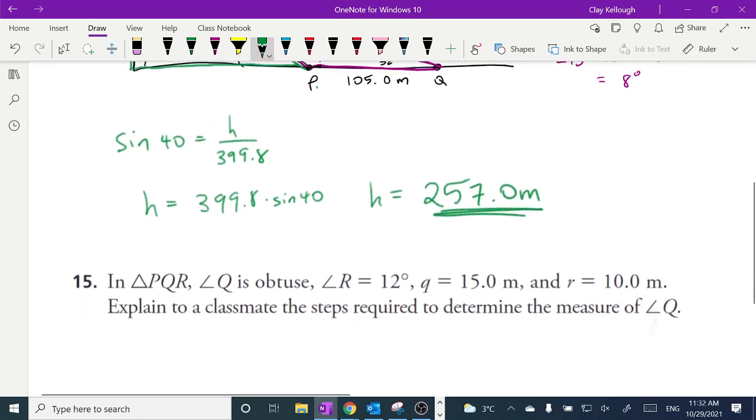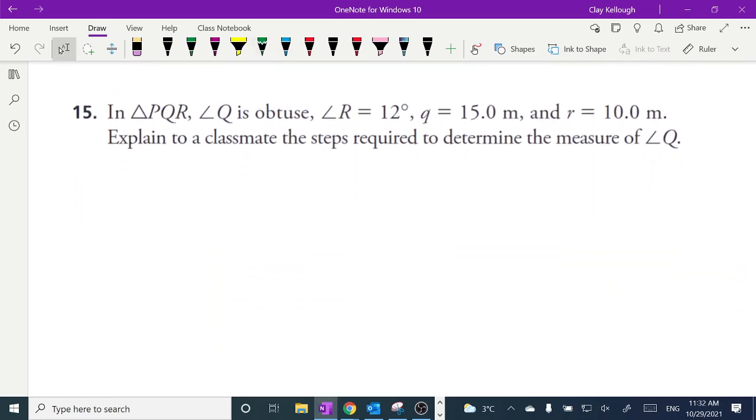Now, here's another one, number 15, where they don't give you a picture, they just give you a bunch of information. Let's draw stuff. Angle Q is obtuse, and R is equal to 12. So I'm going to draw that R really kind of skinny. 12. There we go. There's our 12 degrees. There's R. Okay, if that's R, that means that side R, which is 10, has to be over here. But I honestly don't know.